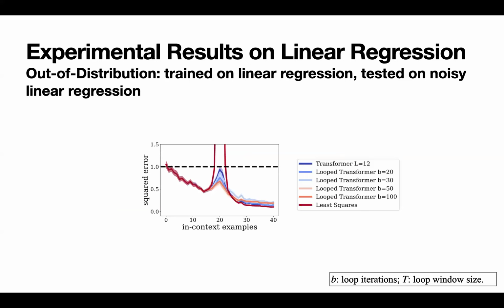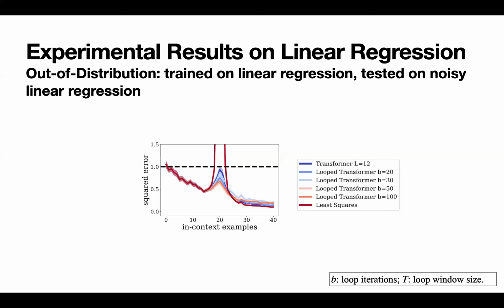And now we're showing some out-of-distribution settings, because we wonder what solver the loop transformer is finding. Is it actually doing gradient descent or some sort of iterative algorithm, or what is it? So we tried out-of-distribution settings where, in this case, we trained on linear regression but tested on noisy linear regression.